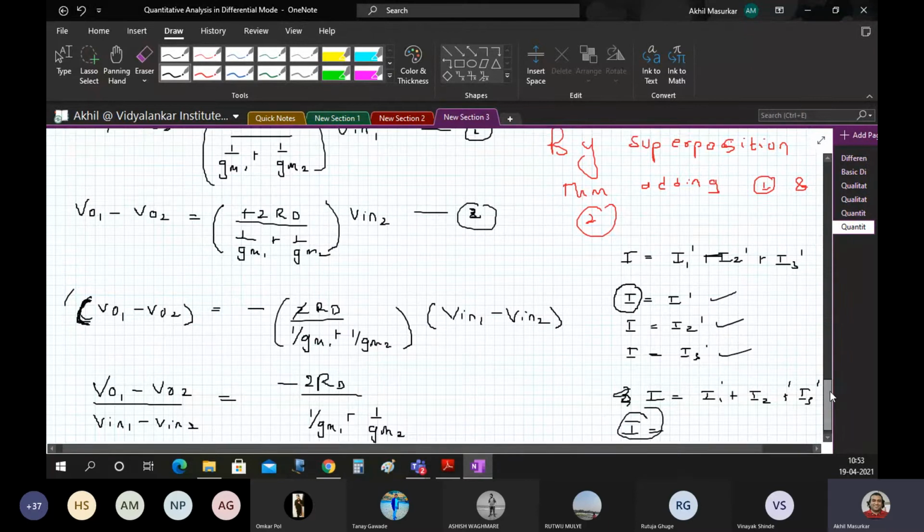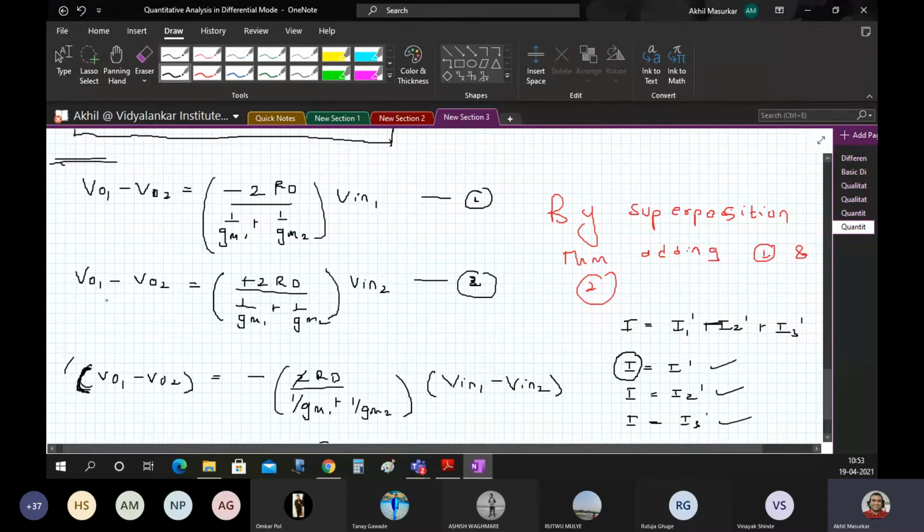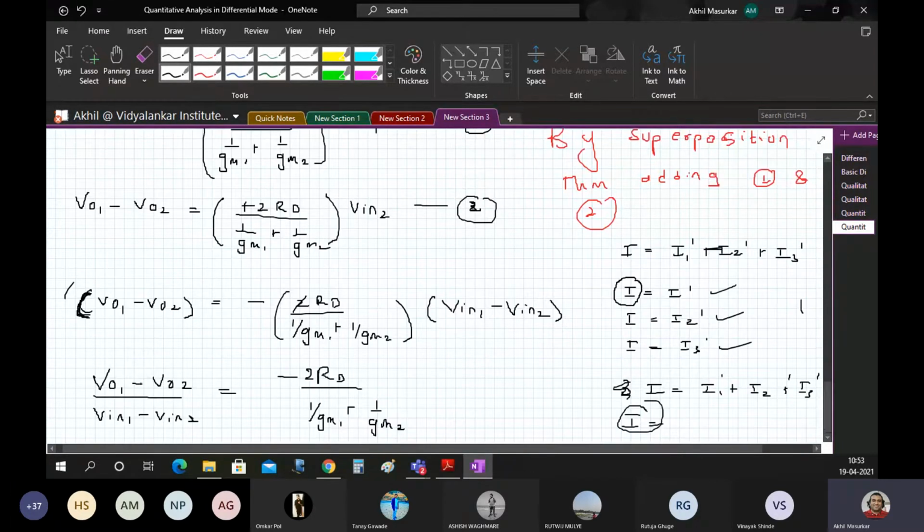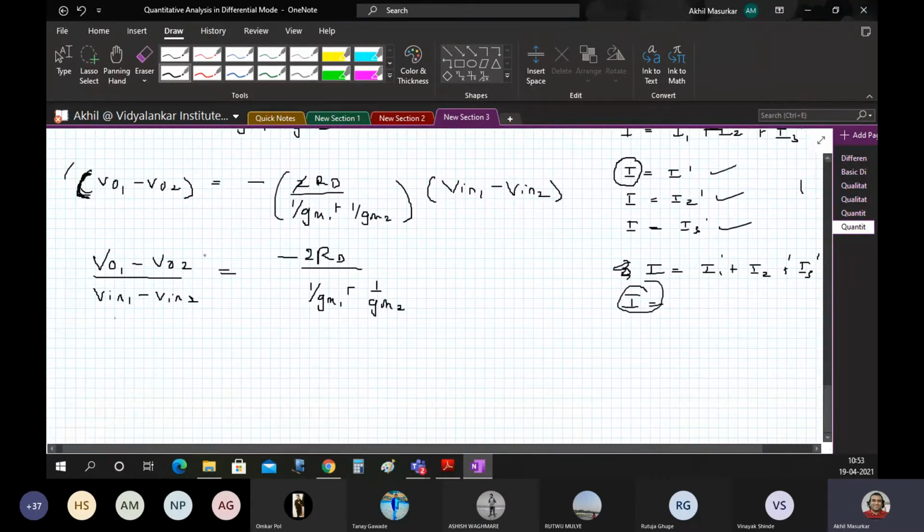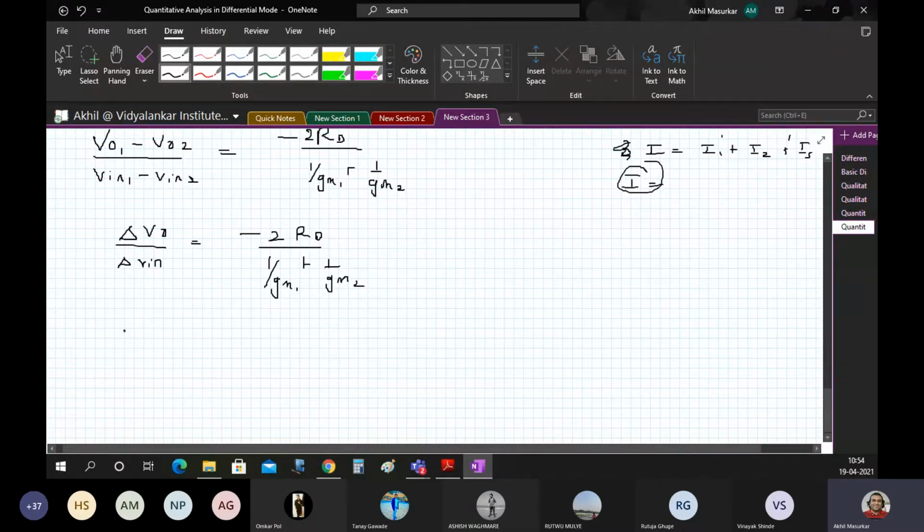So similarly here also, in case 1 I got V01 minus V02 as this. In case 2 I got this, and now I am only adding the two responses. So V01 minus V02 is this. And in this case, this is nothing but change in output upon change in input, and that is minus 2 RD upon 1 by GM1 plus 1 by GM2, and this differential output upon differential input is basically your differential gain, that is 1 by GM1 plus 1 by GM2.